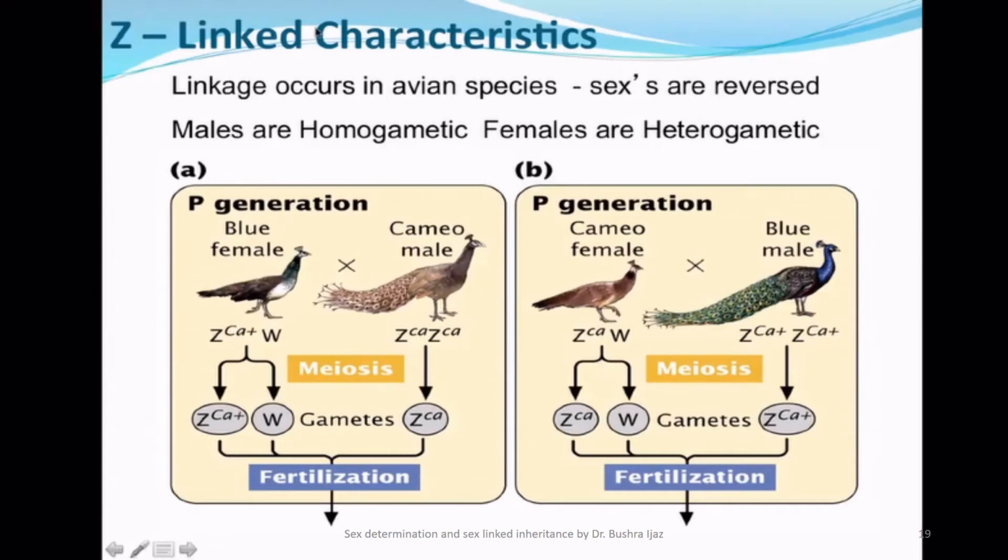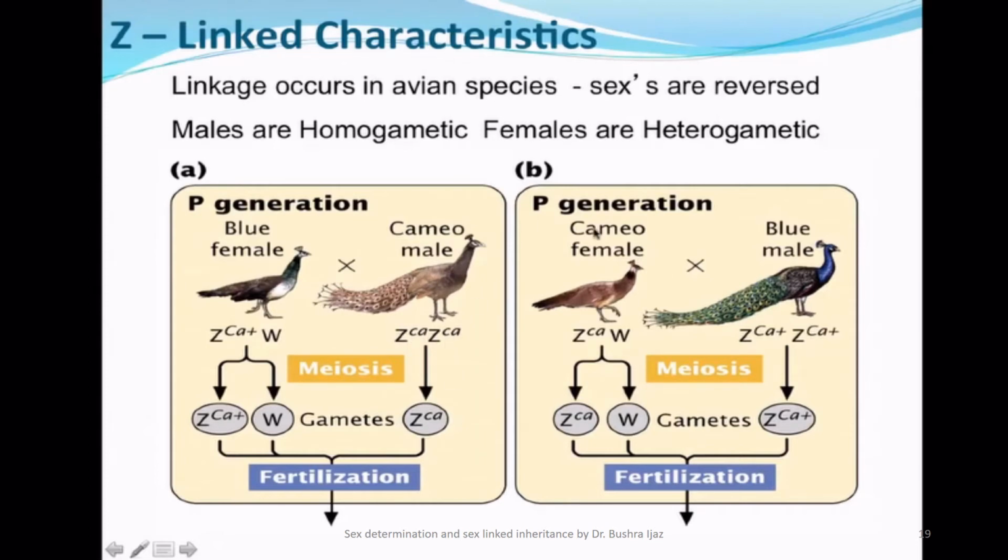So in our parent generation in peacocks, if we have a blue female, her genotype is going to be Z^CA+ W. And we bred that to a cameo male, which is homozygous Z^CA Z^CA for the cameo phenotype.